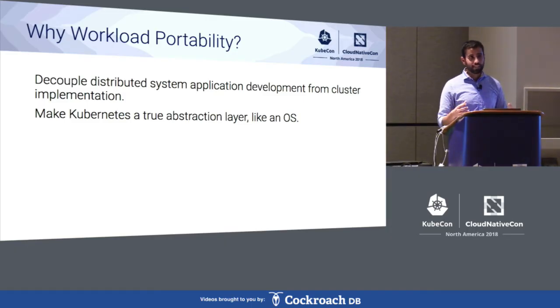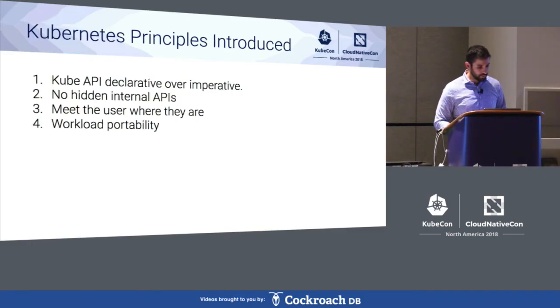And what Kubernetes has done is it's acting like an operating system for distributed systems. It basically has southward-facing APIs that hook into different clusters, and it has the Kubernetes API that it exposes to end users. And as long as application developers deploy against that Kubernetes API, as long as Kubernetes exists on that cluster, their application just works. It doesn't need to be modified. It can be moved around from cluster to cluster to cluster. It decouples distributed system application development from cluster implementation. It acts like a true abstraction layer. So in review, the 4 principles that I talked about were the Kube API server being declarative rather than imperative.